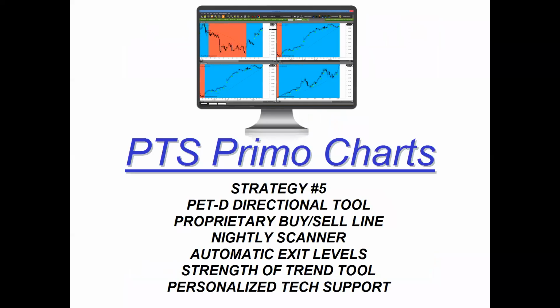Things like the proprietary buy sell line, that tells you when you're going to have an overall uptrend or overall downtrend. You can use that in conjunction with any method or trading technique. We also have a strength of trend tool you won't find anywhere else. That is a great tool for determining if a trend still has strength or if it's running out of steam. And this will help you in making your decision if you want to get into the trade, or if you want to stay in or get out. It's a great, great tool you won't find anywhere else.